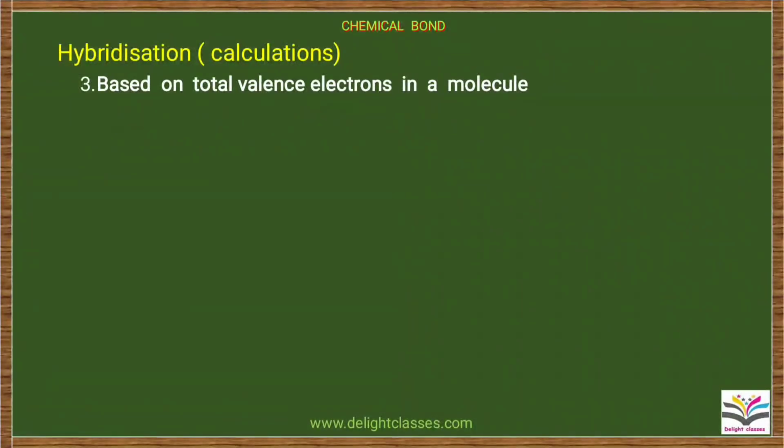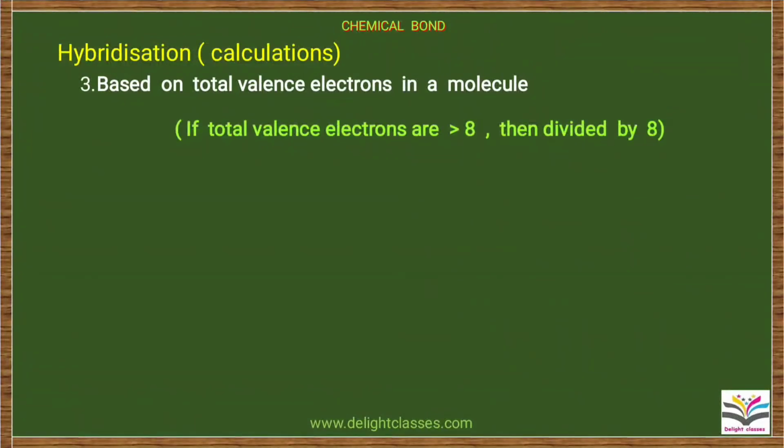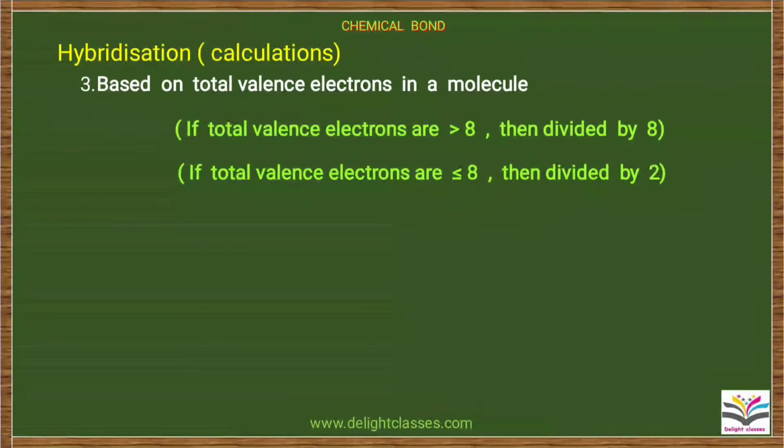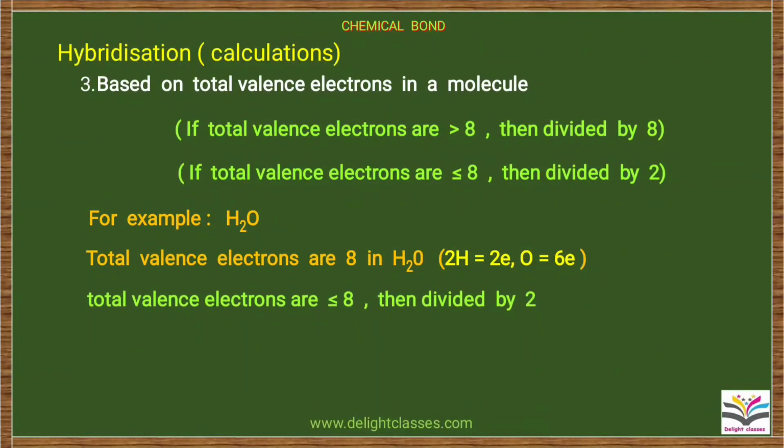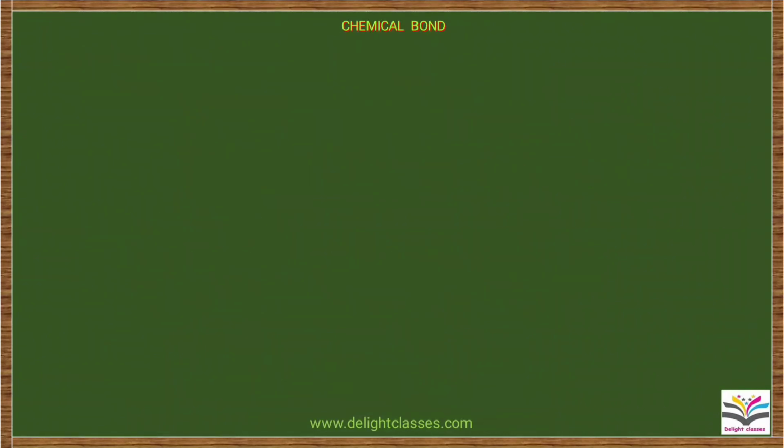Based on total valence electrons in a molecule: if total valence electrons are greater than 8, divide by 8. If total valence electrons are less than or equal to 8, divide by 2. For example, H2O, total valence electrons are 8. So, less than or equal to 8, divided by 2, 8 by 2 is equal to 4. If quotient is 4, that is sp3 hybridization.